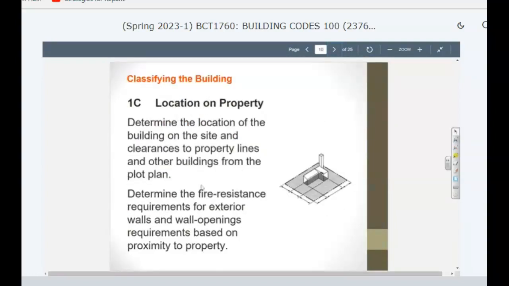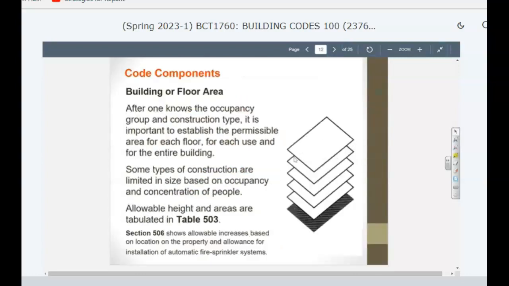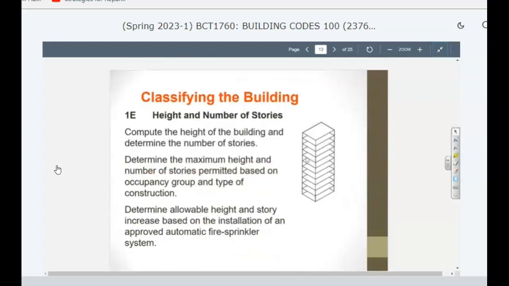Also, a concern and part of zoning is you have to determine the location of the building on the site and the clearance, so property lines and other buildings from the plot plan. Determine the fire resistance requirements for exterior walls and openings based on proximity to the property. Establish permissible area for each floor for each use and the entire building. Some types of construction are limited in size based on occupancy and concentration of people. The allowable height and areas are tabulated in Table 503. Let's look at 503.